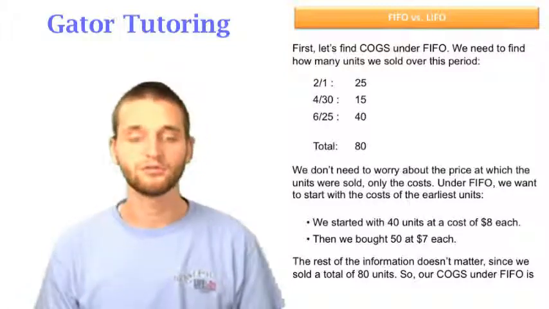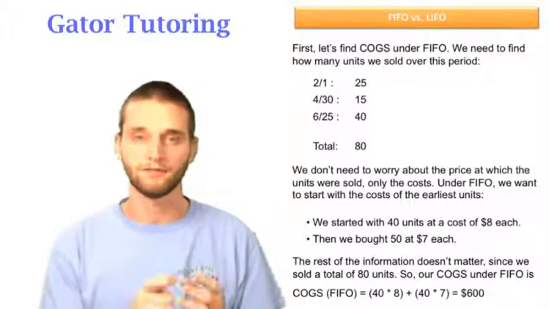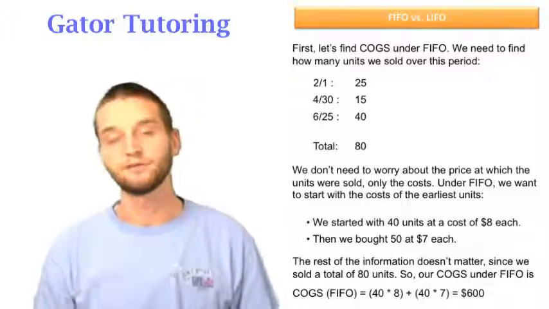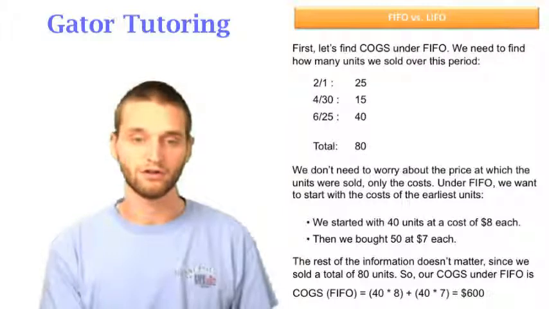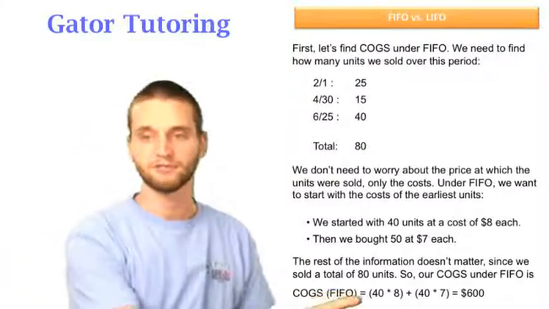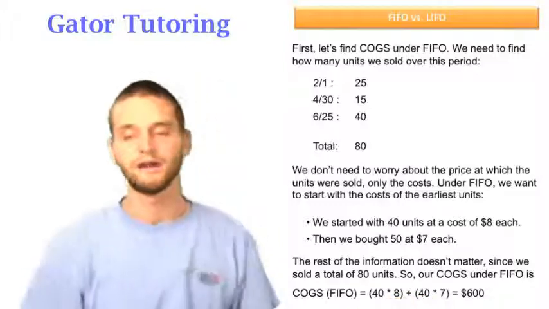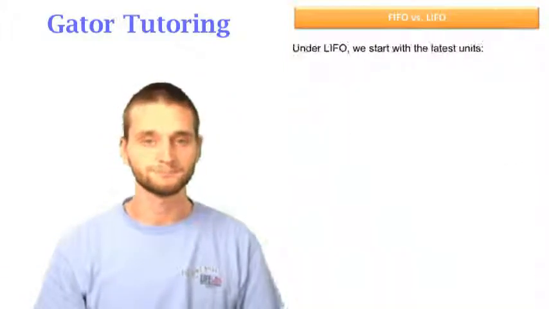So our cost of goods sold under FIFO is the first 40, we're going to give $8 per unit based on our original inventory, and then the next 40 are going to be included in that second shipment of 50 at $7 each. So we're going to multiply the first 40 by 8, add that sum to the next 40 by 7, and that's going to give us a cost of goods sold equal to $600.